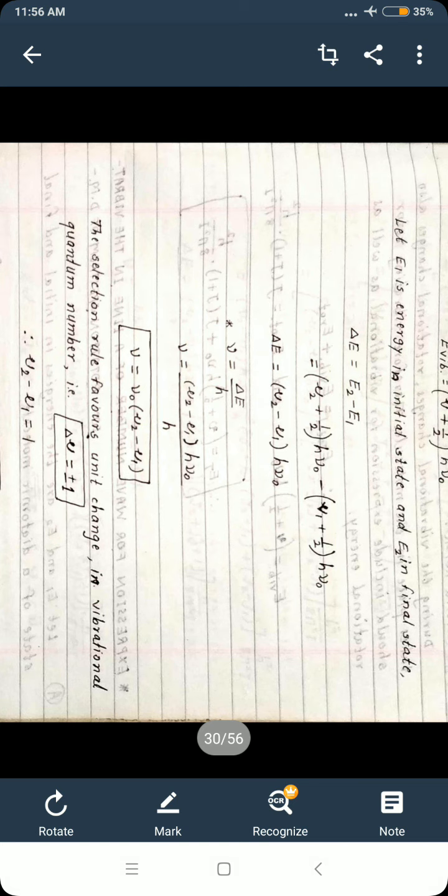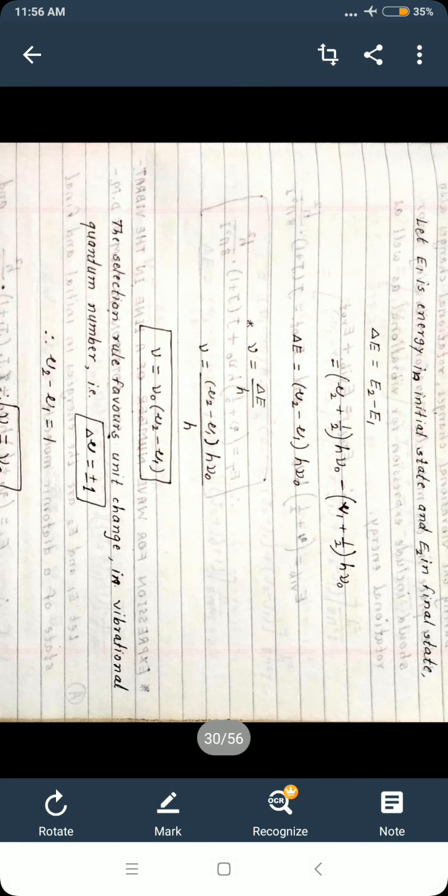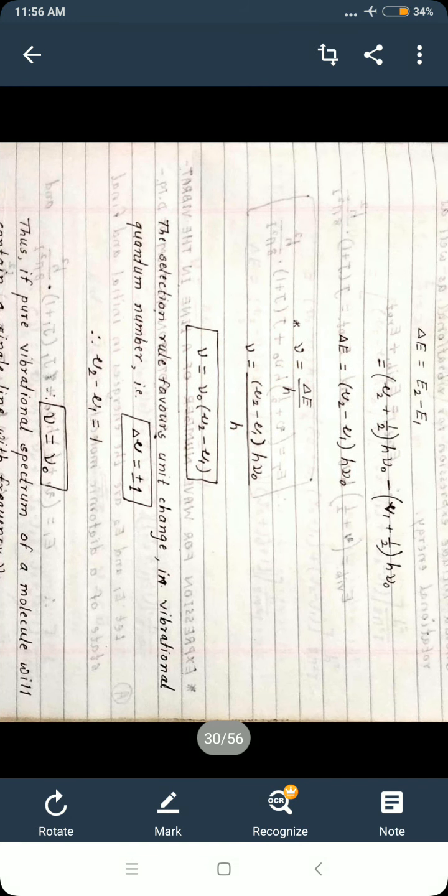In vibrational spectroscopy, the selection rule, that is the change in vibrational level during excitation, is delta v equal to plus minus 1. That is, the molecule jumps from 1 to 2, 2 to 3, not directly 1 to 3. Therefore it is a stepwise selection rule, delta v is plus minus 1. As per this selection rule, v2 minus v1 is equal to 1. If we substitute in the above equation v2 minus v1 equal to 1, then nu becomes equal to nu 0.